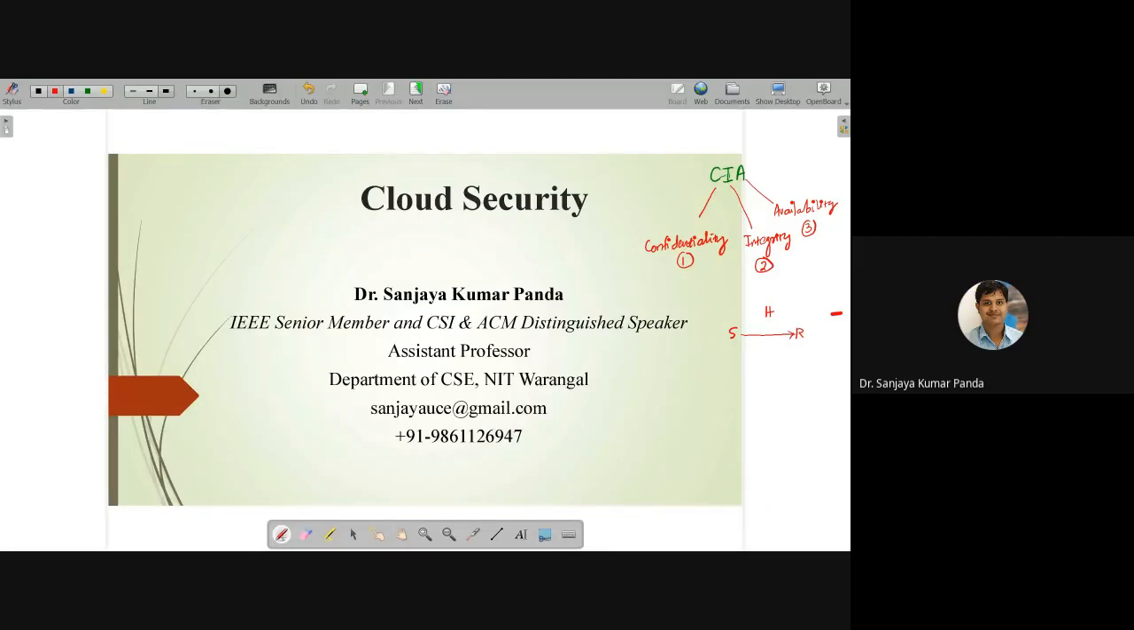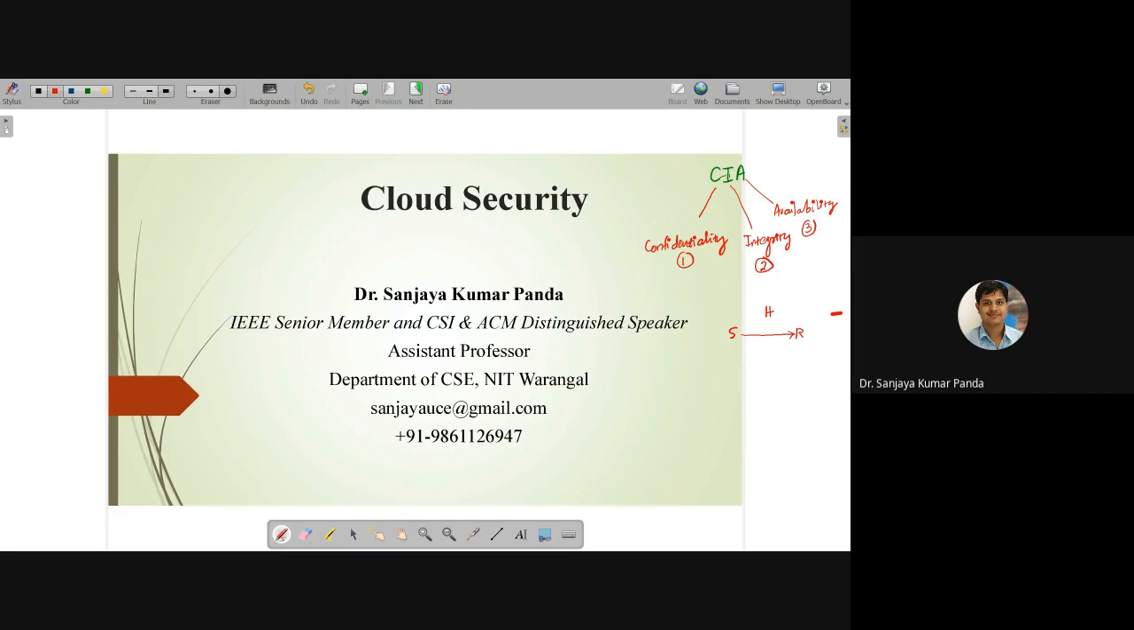Yeah, we are talking about the CIA mechanism. First, as I told you, confidentiality is to keep the data and resources hidden from unauthorized users. And integrity, we talk about data and origin integrity. Third one is related to availability.